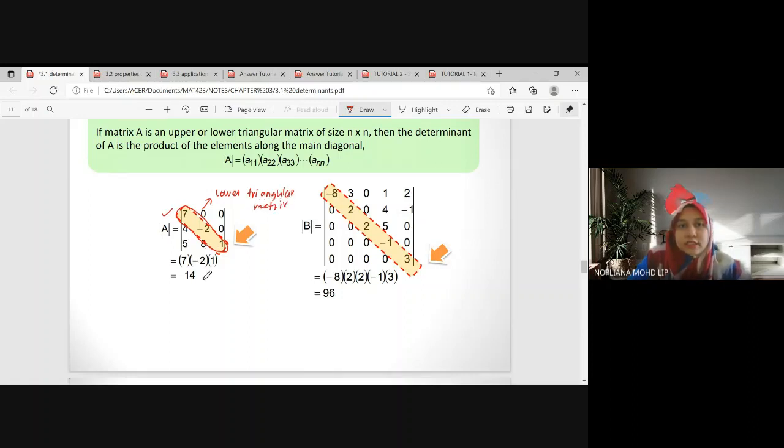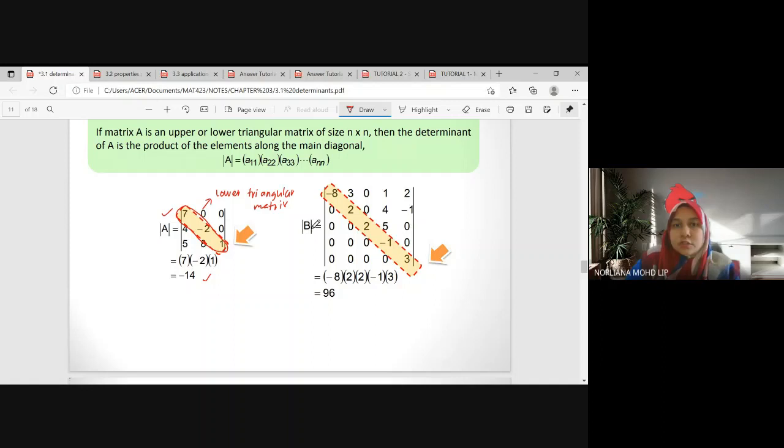The product is equal to negative 14. We don't have to use the cofactor expansion or the Sarrus rule to solve this determinant of A. We can just simply take the product of this main diagonal.